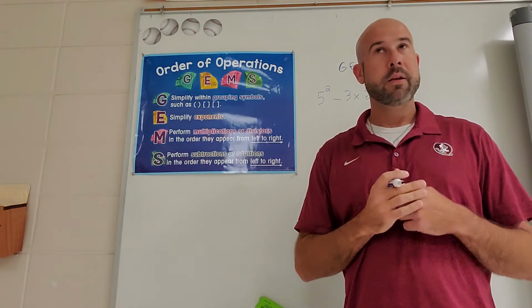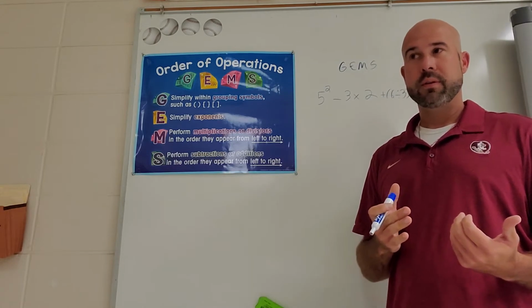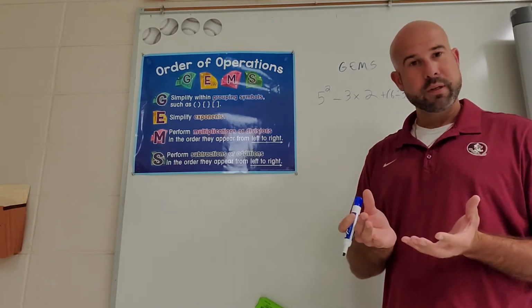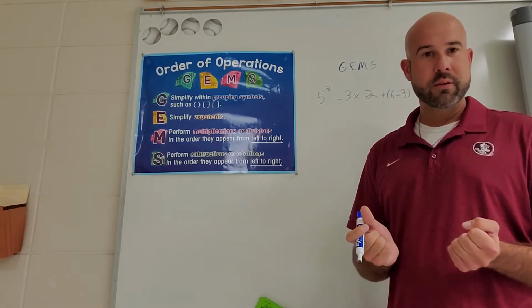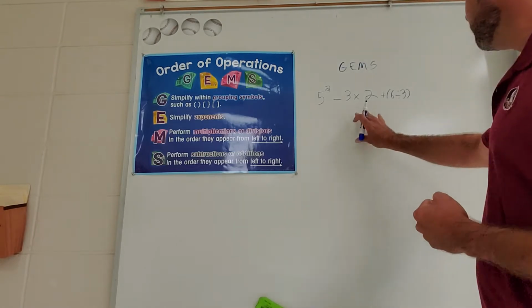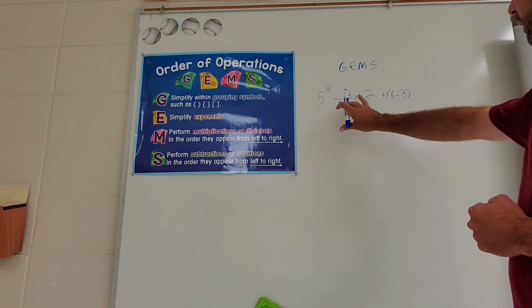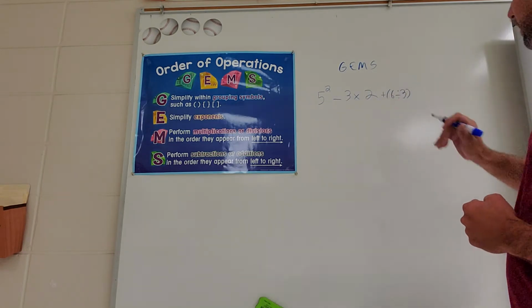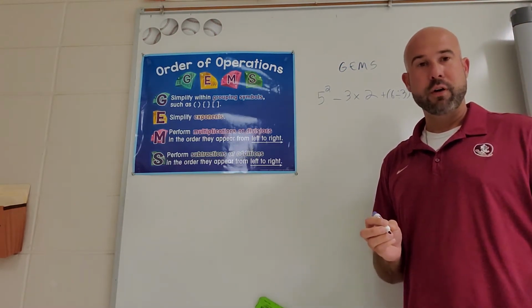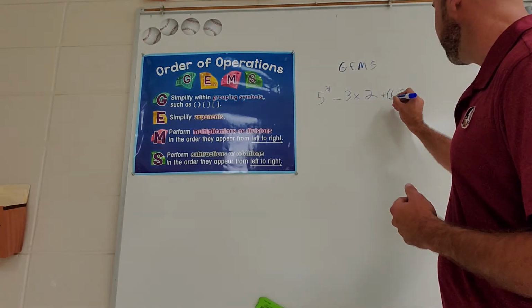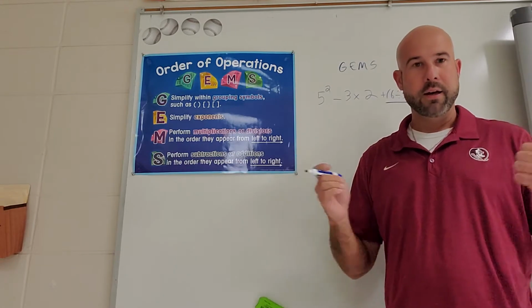What does G mean? G is for grouping symbols. What are grouping symbols? That means I've got stuff that's put together, and we use parentheses or brackets to put something together. So that's where I've got to start. I look at my problem and ask myself, do I have any grouping symbols? I've got 5 squared minus 3 times 2 plus parentheses 6 divided by 3. I see a group. So I'm going to underline my parentheses with 6 divided by 3 in it. Great, I know where to start.